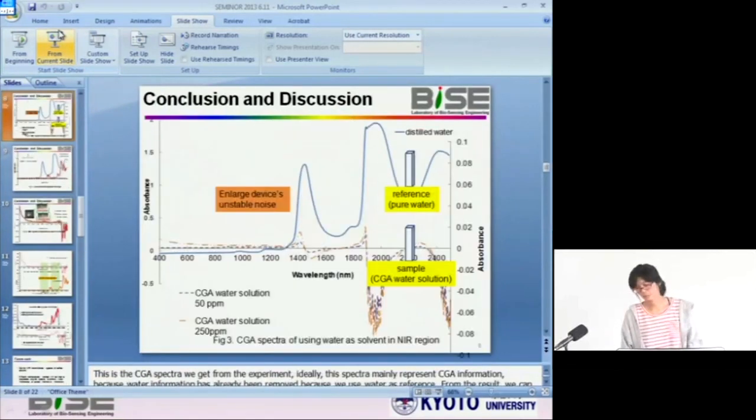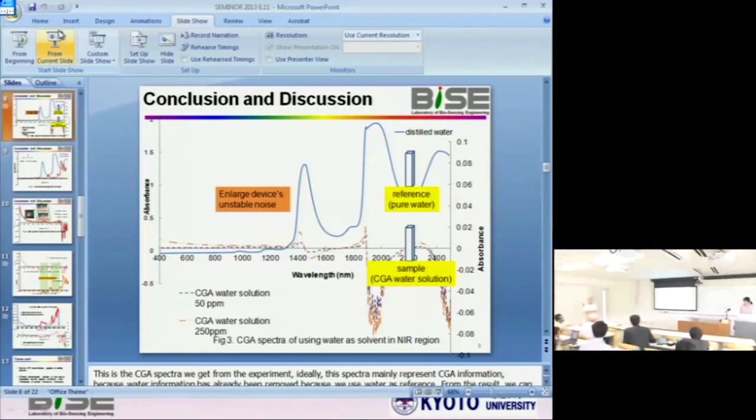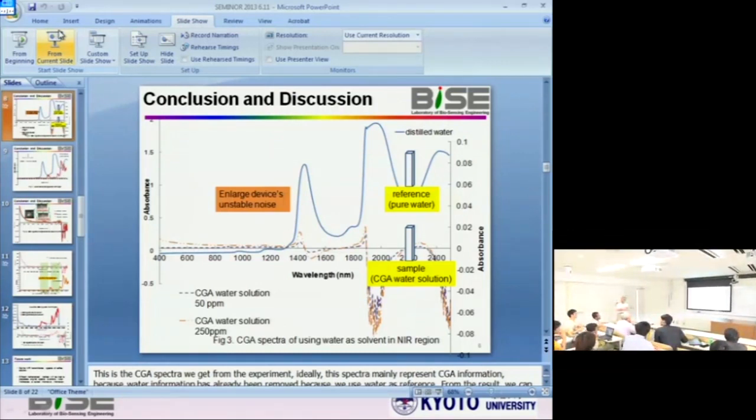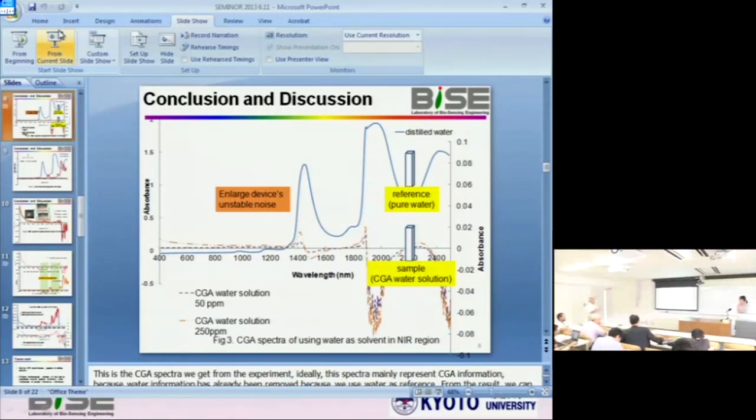Any suggestions? Comments? You measure the CJ solution by using pure water as a reference. Yes. So, is it popular in NIR measurement? Usually, in previous research, they just use air as reference. But I think using water as reference is better because the water information will be removed.